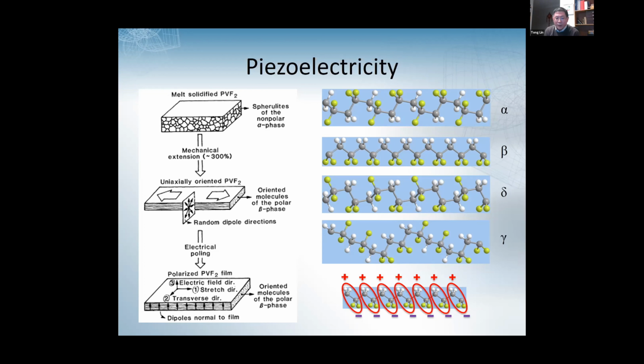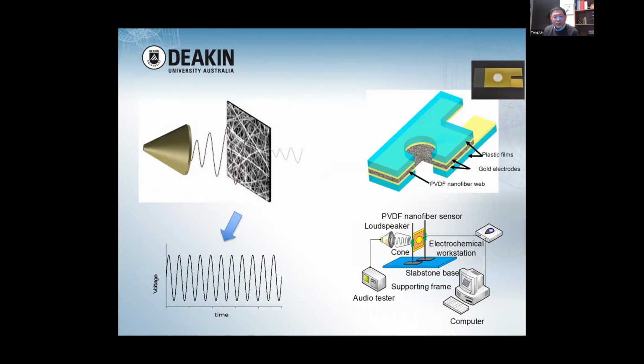In a very short time, we can get a mat. This mat has a higher output than the mat produced by the conventional technology, which is advanced. So later we found that piezoelectric electrospun nanofiber can also convert sound into electricity.